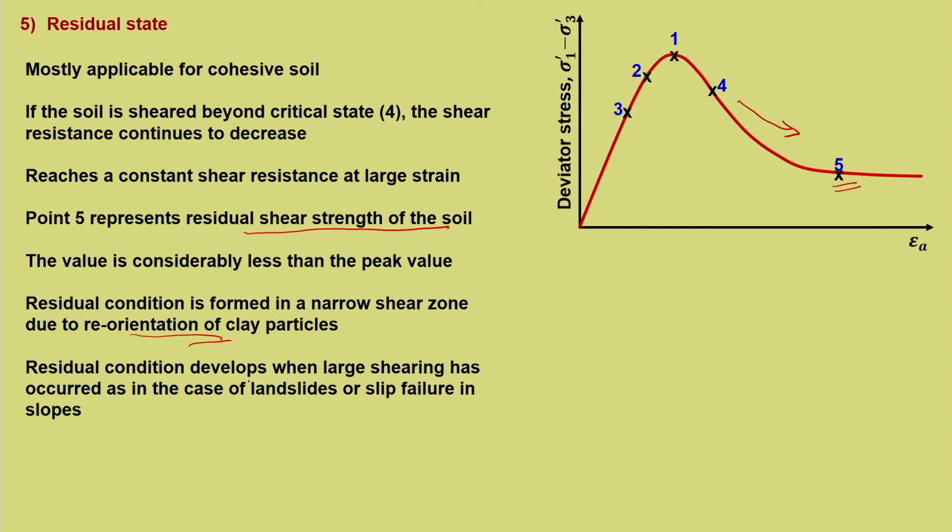So, the residual condition develops when large shearing has occurred, as in the case of landslides or slip failure in slopes. In the case of landslides, there is a continuous movement before the actual failure happens. So, it has already undergone sufficiently large strain, but it has not failed. So, whatever is the shear strength that the soil possesses at that particular strain, that is what is meant by residual strength.